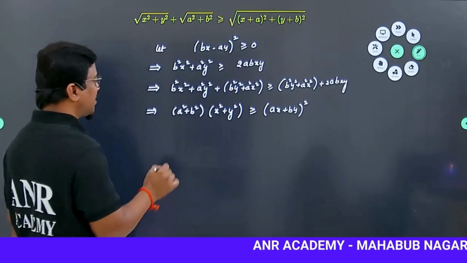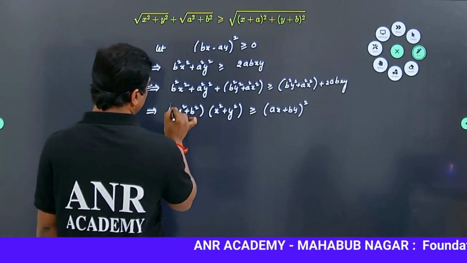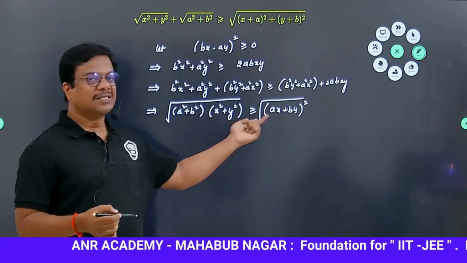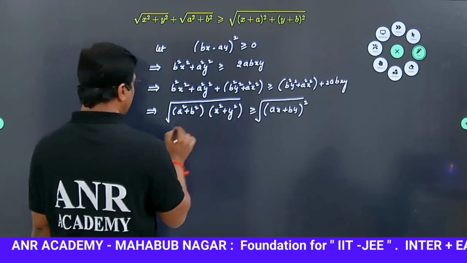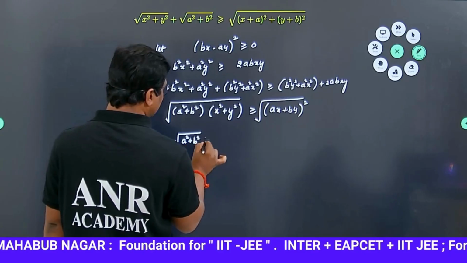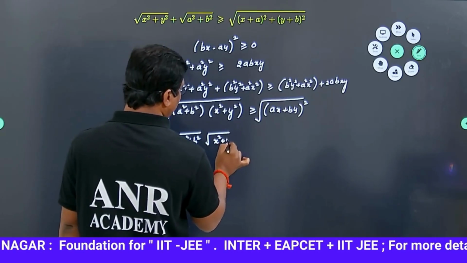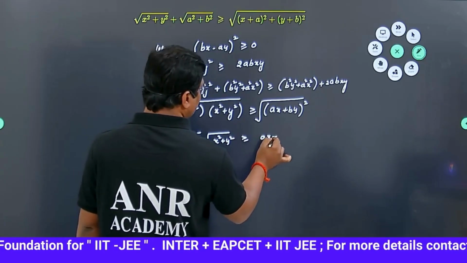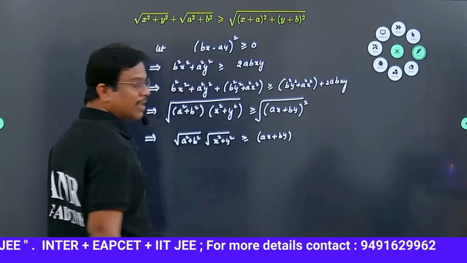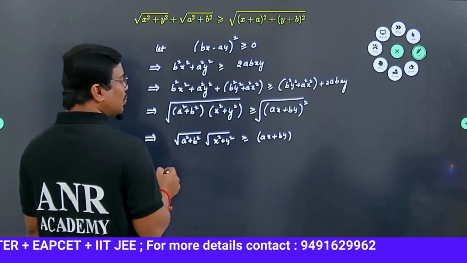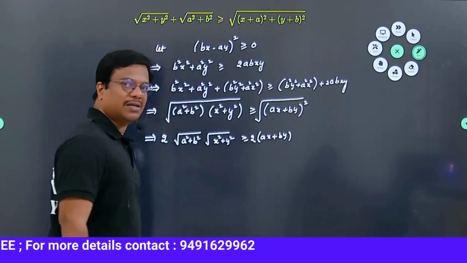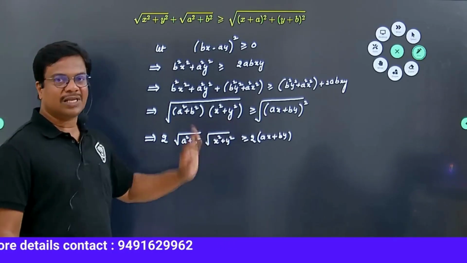Take the square root on both the sides. Already the internal quantities are positive, so there is no change in the inequality, remember, and it becomes root over a square plus b square times root over x square plus y square, which is greater than or equal to ax plus by. Now multiply with 2 on both the sides. Here 1 2 and here 1 2 I am going to write. Then there is no change in the inequality.